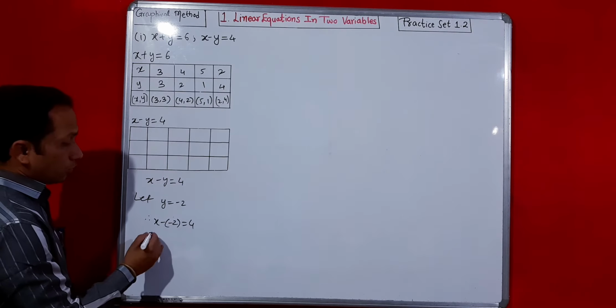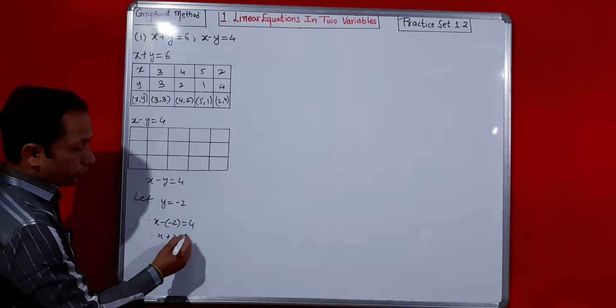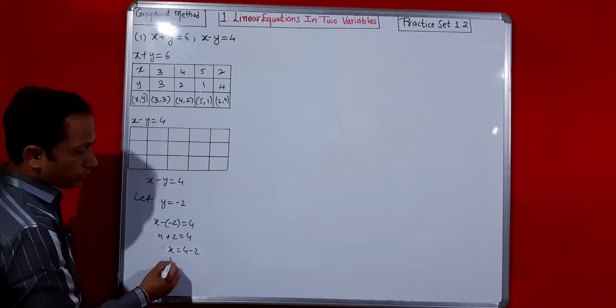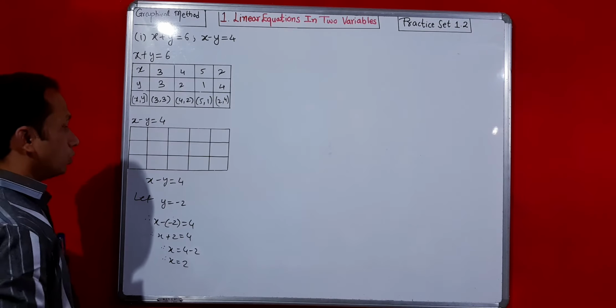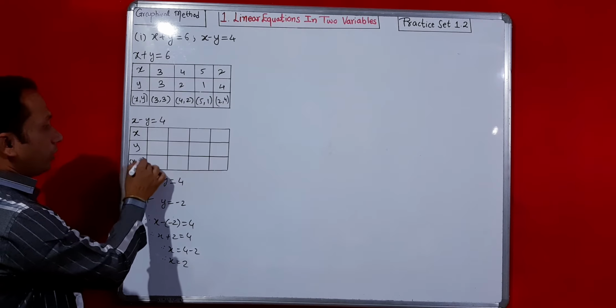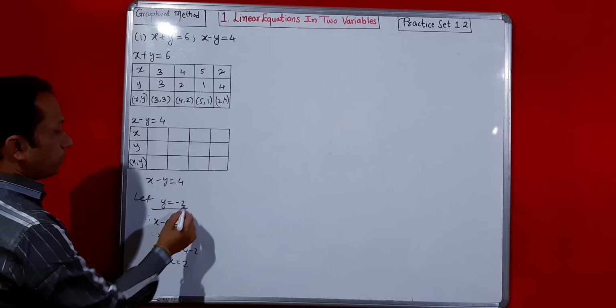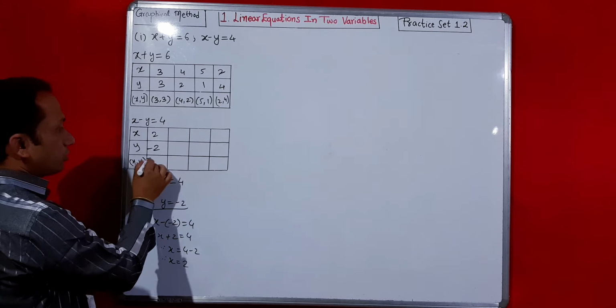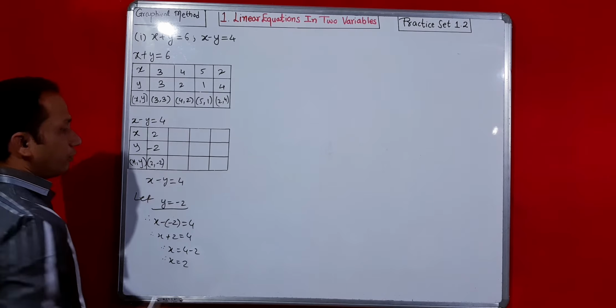So x plus 2 is equal to 4. Therefore x is equal to 4 minus 2. So x is equal to 2. I have just considered minus 2 for y, so I get 2 for x. So 2 and minus 2.